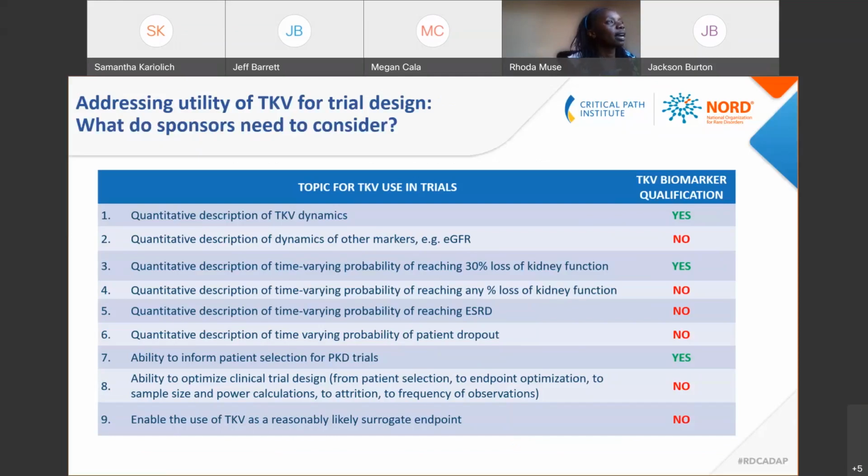Okay, so far we have shown that we were able to have regulatory successes based on the evidence that was provided prior. So such success has enabled sponsors to answer several important questions, which are highlighted in green, but there are still equally important outstanding questions that have yet to be answered. For example, if you look at the number 9, so far with the evidence, we are not yet able to use TKV as a reasonably likely surrogate.